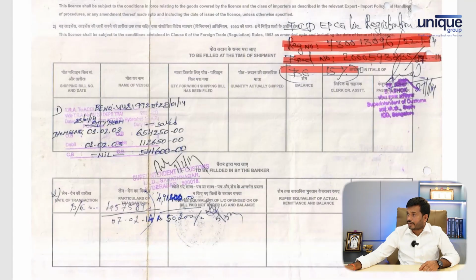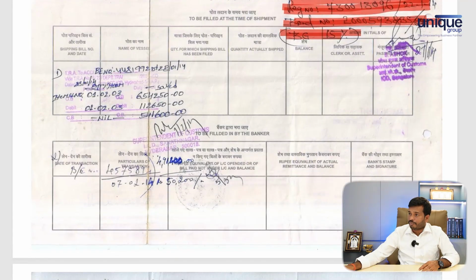This is the quantum of bank guarantee mentioned here, whether it is a 15% bank guarantee or 100% bank guarantee. It depends on your eligibility as per the terms and conditions of the foreign trade policy. This is the bill of entry number mentioned by the customs officer. It will be generated while importing the capital goods.